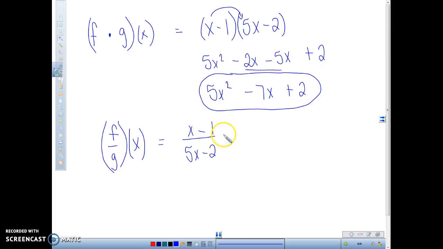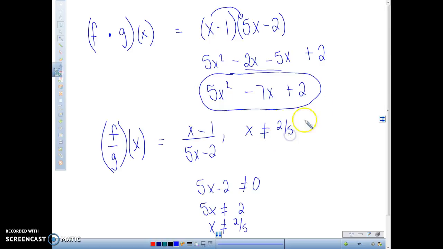The only thing we do on this one is we have to tell what the denominator cannot be, because remember, your denominator cannot equal 0, so you would have to solve this. So 5x cannot equal 2, because I added the 2 over. Divide by 5, x cannot equal 2/5. And so that's what you would say here. X cannot equal 2/5, because that makes it 0. That would be your answer.